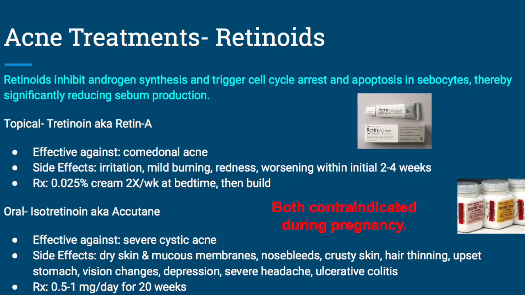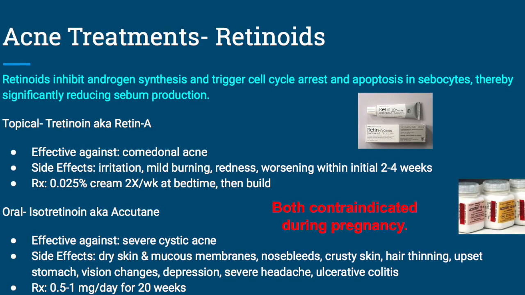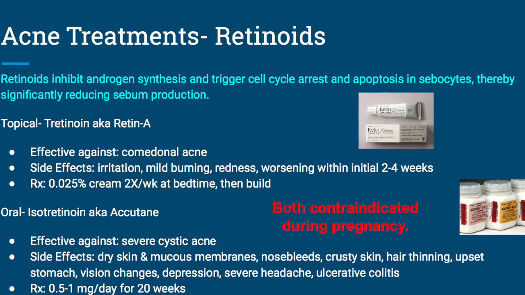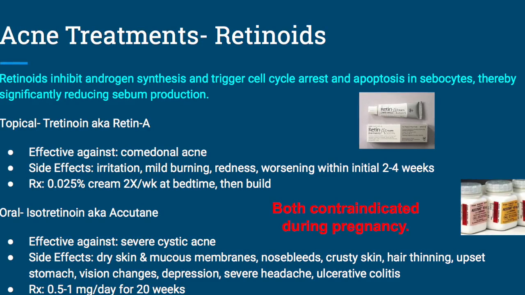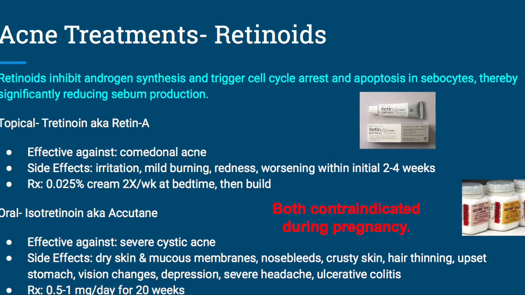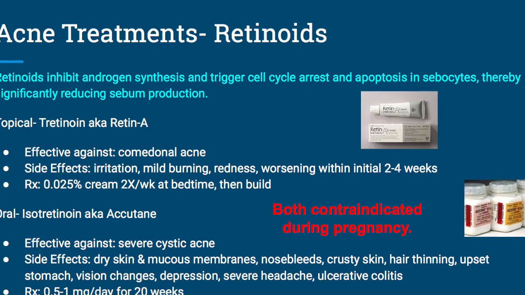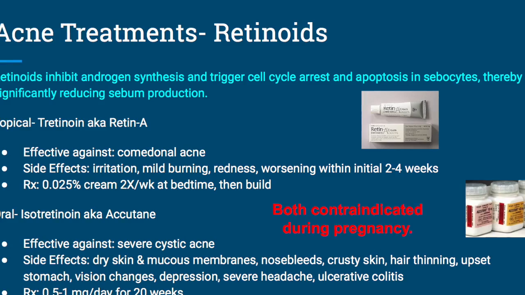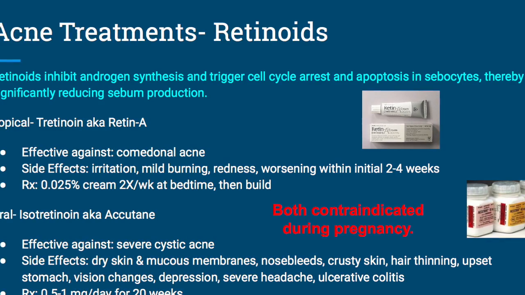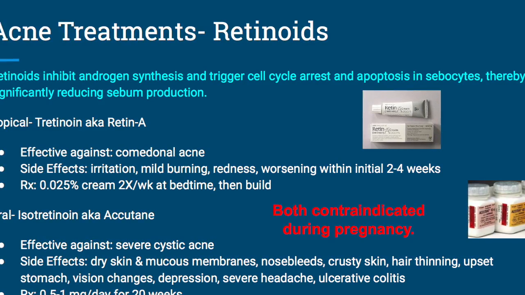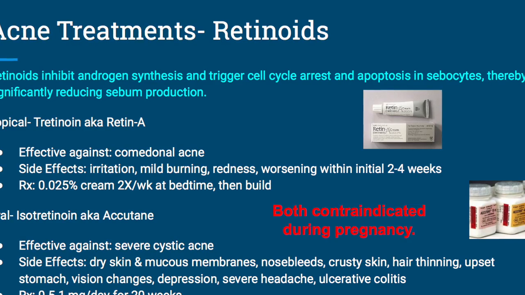Accutane is isotretinoin, and it's effective against severe cystic acne. It has numerous side effects, so you would not use this unless your acne is really severe. Both of them are contraindicated during pregnancy. Because retinoids make your skin sensitive to the sun, it's recommended that you use them at night. Also, you want to wear sunscreen during the day.